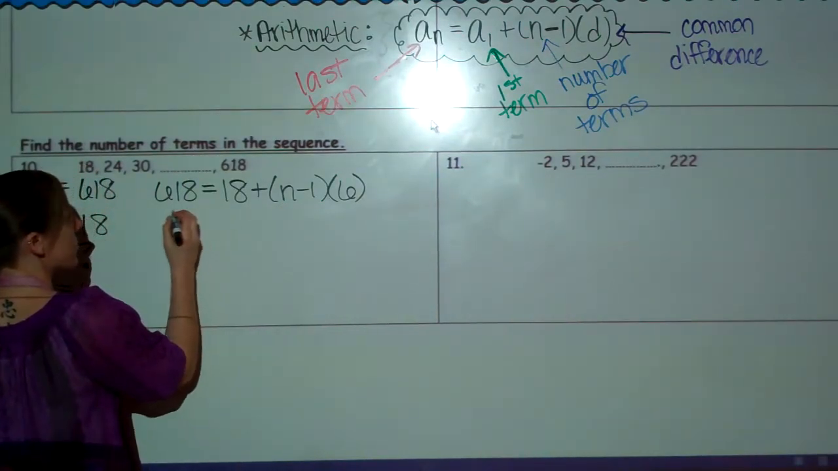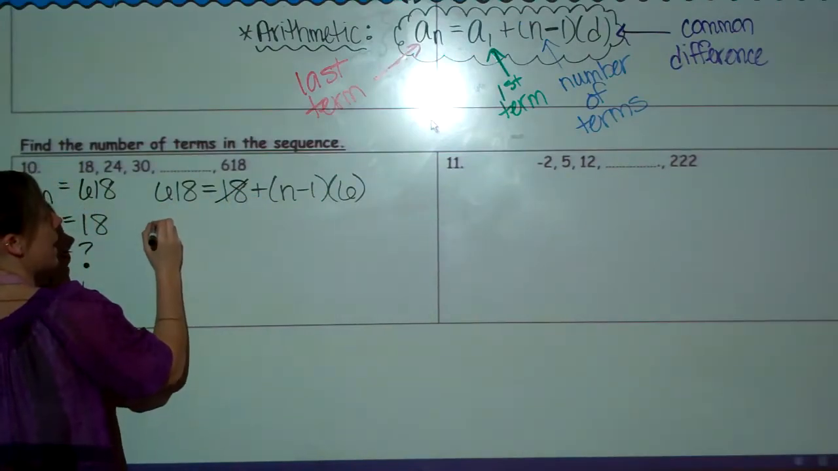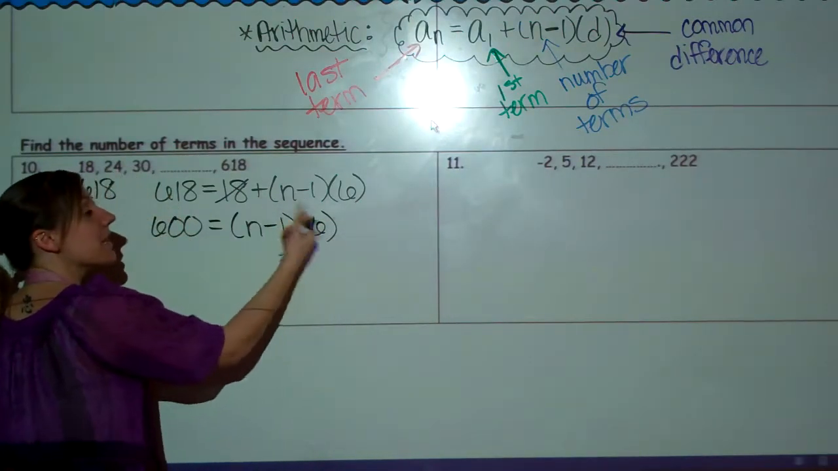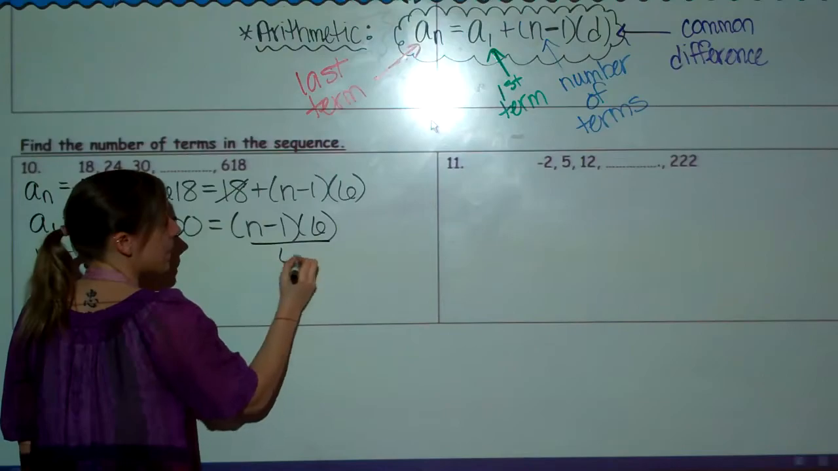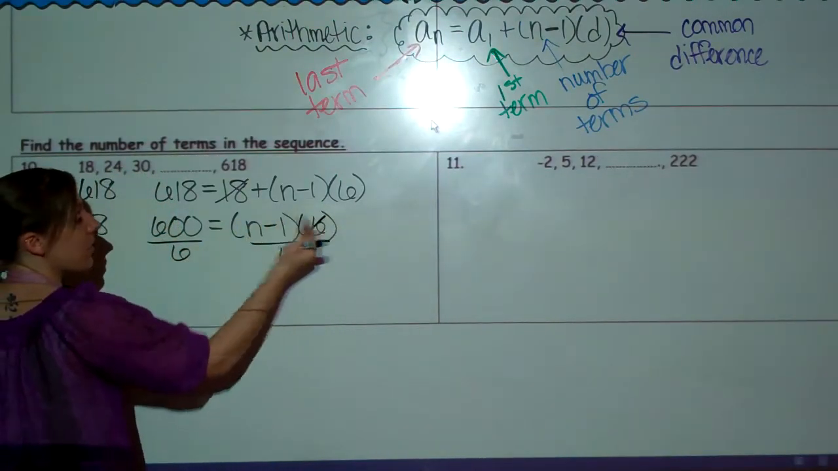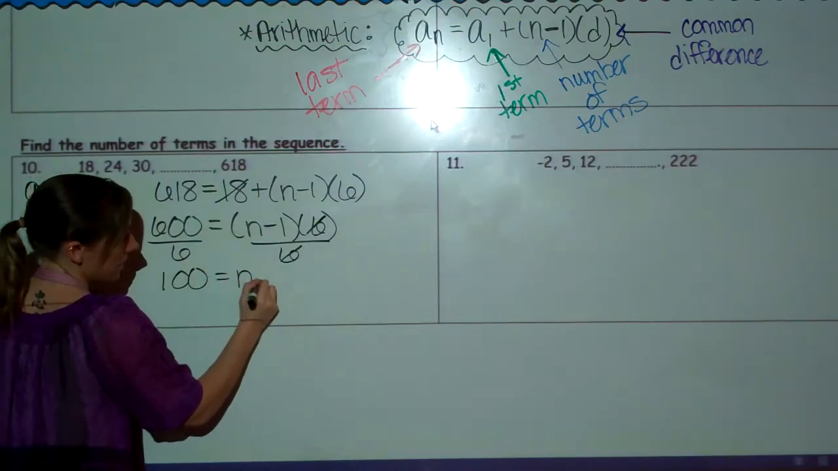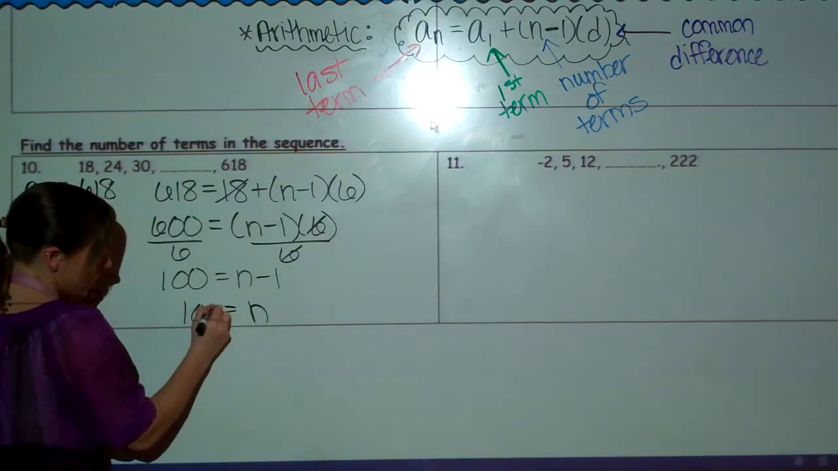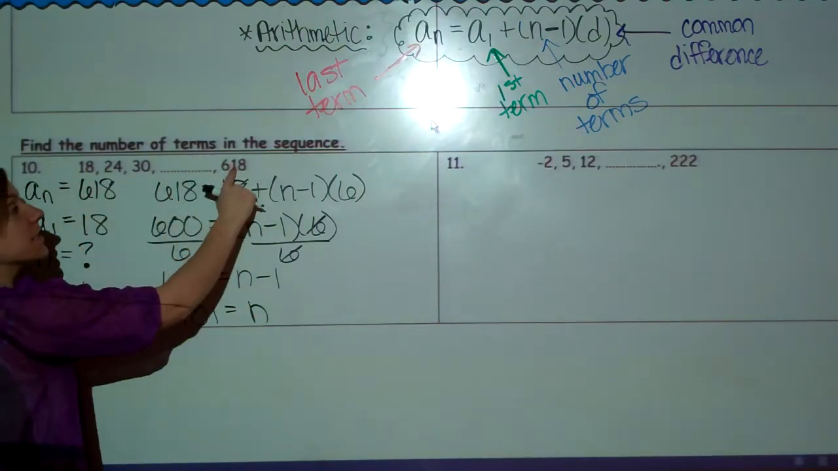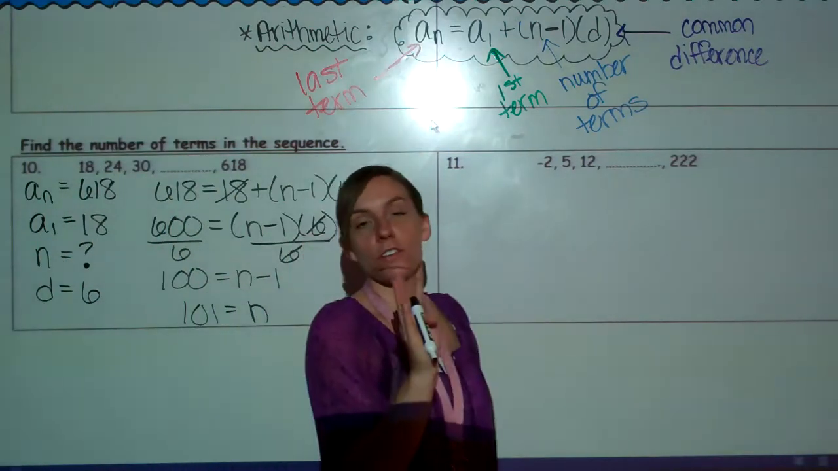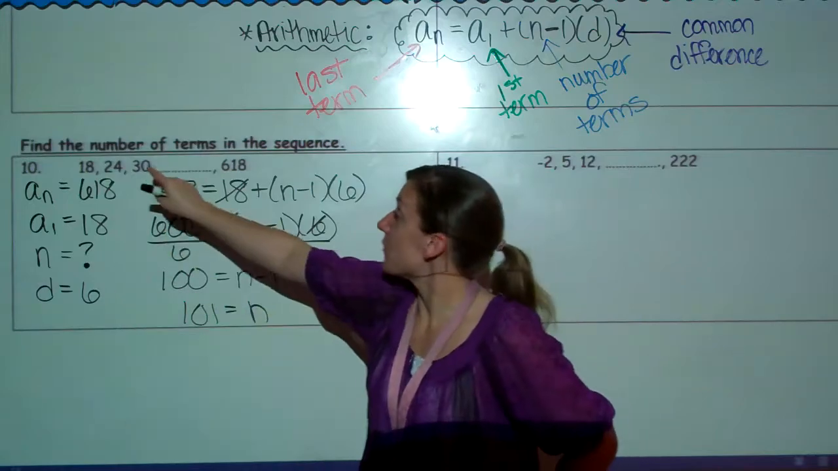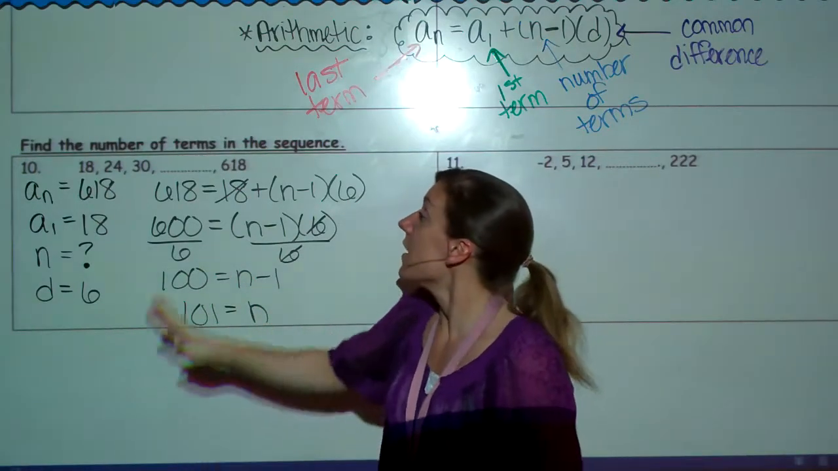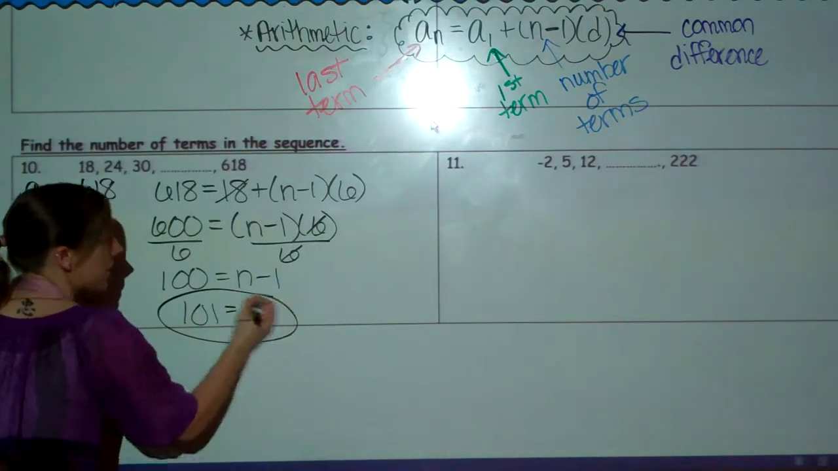I know my students last year, what they did was they took away 18 first. Then we had n minus 1 times 6. And instead of distributing, they went ahead and divided both sides by 6, since we're multiplying by 6. Got 100. That'll get rid of it on that side. And then they just added that 1 over at the very end. So that means this number is the 101st term. Okay, so this is the first one, this is the second one, this is the third one. This is the 101st term. There are 101 terms in that list.